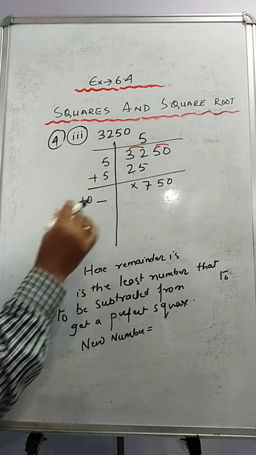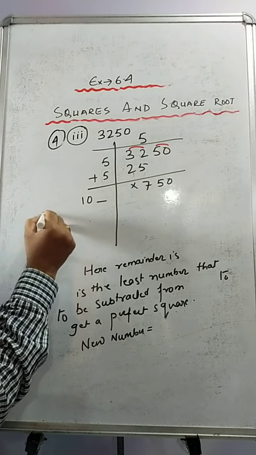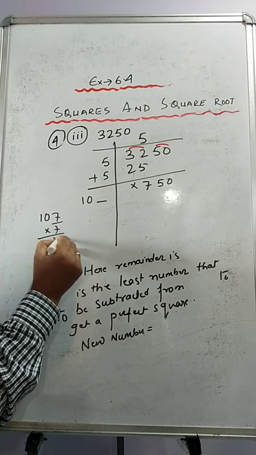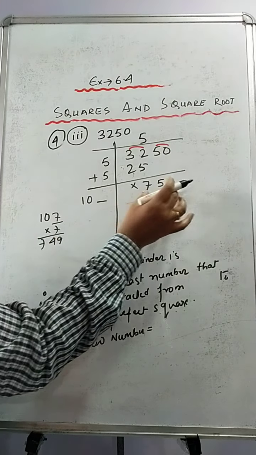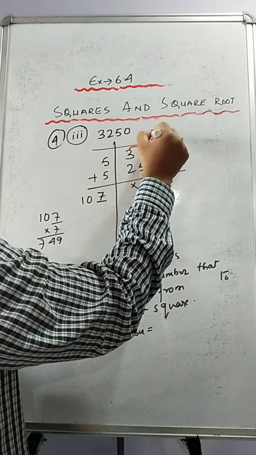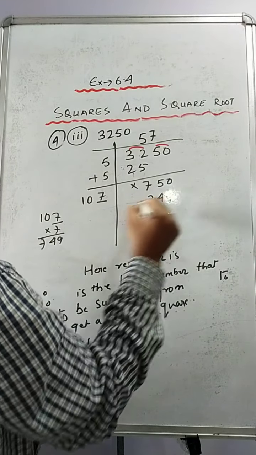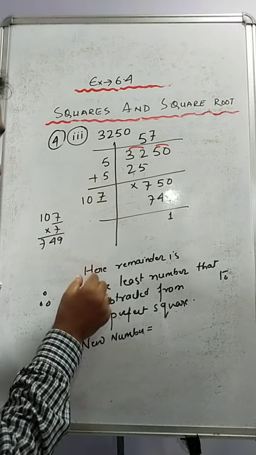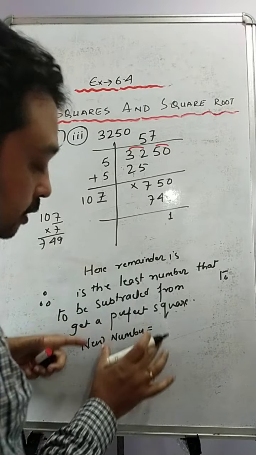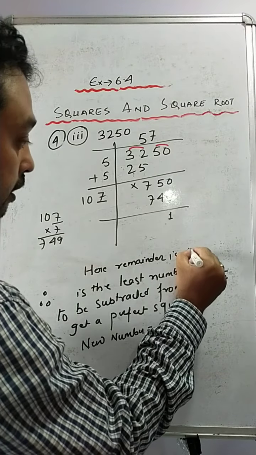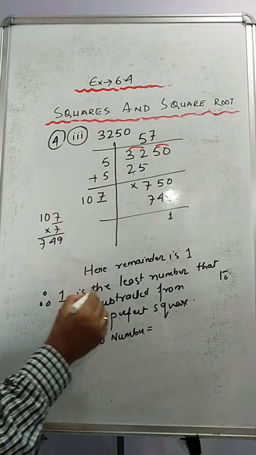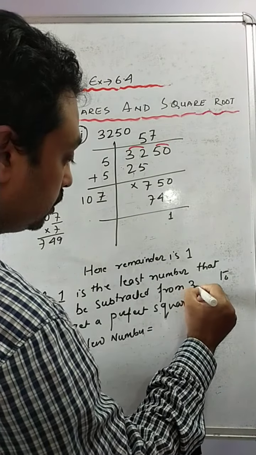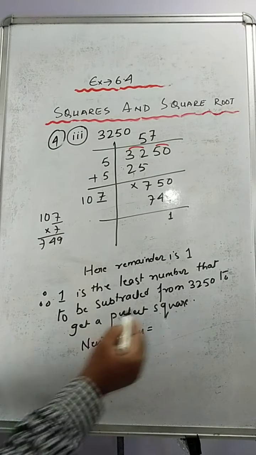Give a dash. Now what is the closest number we can get? If you put 7 here, 7 7s are 49, 7 1s are 7, so 749, 750. So we will go with 7. Now we get 749. Subtract it, you will get the answer as 1. Since 1 is the remainder, here remainder is 1. Again same language we will write: here remainder is 1. So 1 is the least number that is to be subtracted from 3250 to get a perfect square.